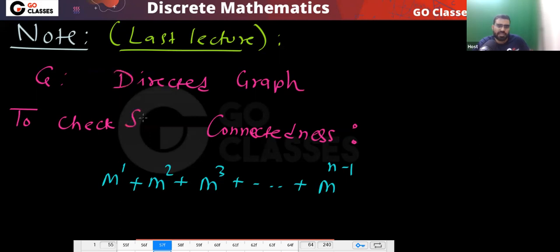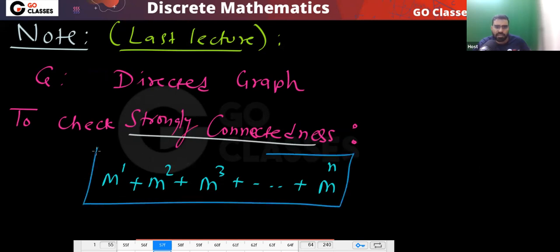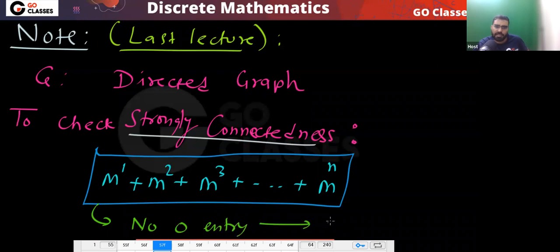For the directed graph, we check whether it is strongly connected, and for that we go till n. This we have already seen. You calculate this, and in this, all entries should be non-zero. If there is no zero entry, it implies strongly connected. Strongly connected will imply this if you have no zero entry.